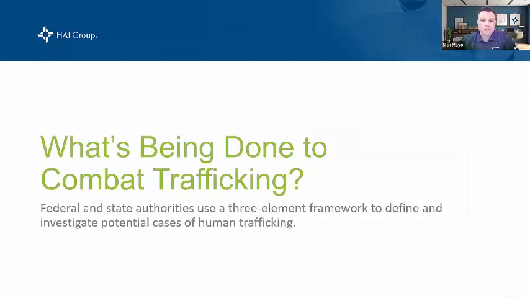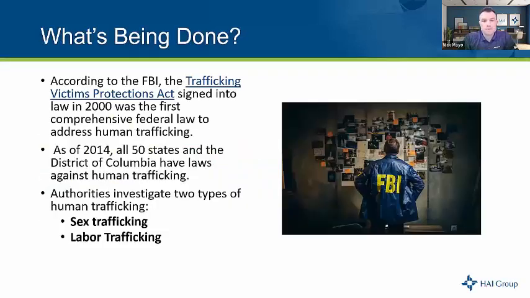So what is being done to combat trafficking? Federal and state authorities use a three-element framework to define and investigate potential cases of human trafficking. So in the following slides, we're going to identify what's being done by state and local resources, along with what can be done by you all as housing professionals, or, from my perspective as a first responder, what can we do to combat this issue that we have in the world that we live in today.